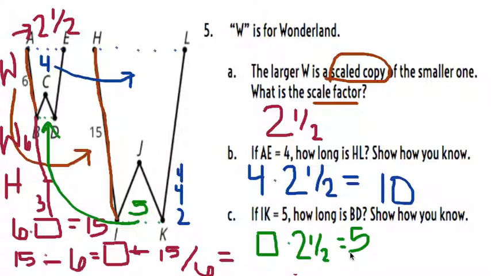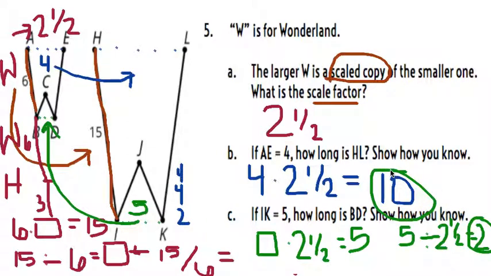Well, people had some different ways of approaching this. I liked someone who noticed that this is, again, fact family related. Something times 2.5 needs to give me 5. I could also then turn that into a division problem, 5 divided by 2.5. And as we already knew from a previous problem, 2.5 goes into 5 twice. So our scale factor is going to be 2. Or excuse me, not our scale factor, our length of BD.